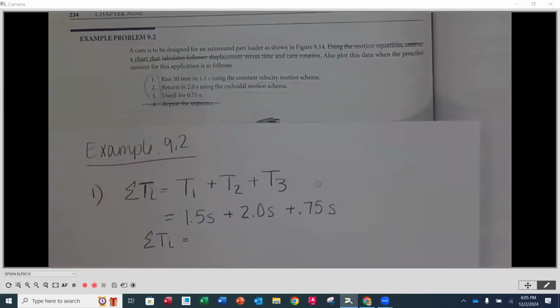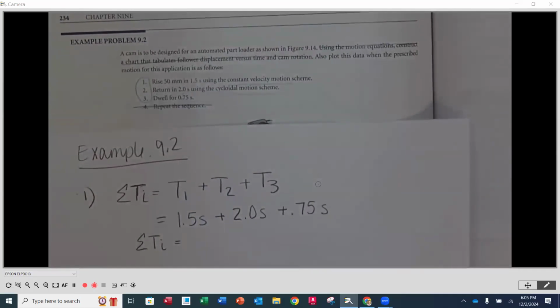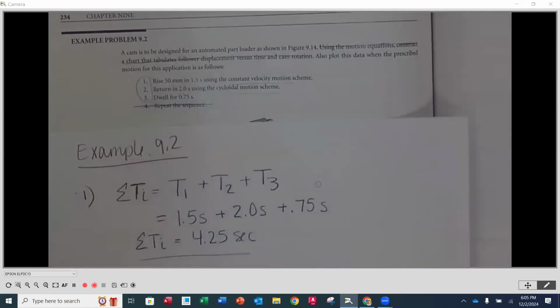time, what do we get for that? 3.5 plus 0.75, is that 4.25? 4.25 seconds. Okay, that's going to be our total time for all of this motion.